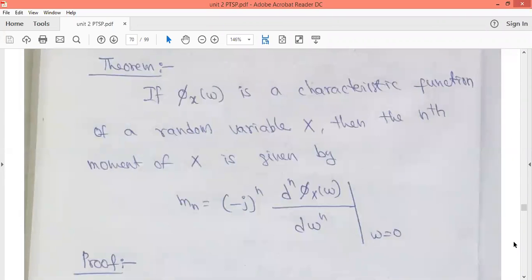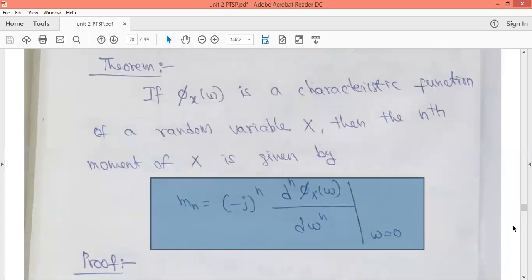Now we'll discuss this theorem. If phi x of omega is the characteristic function of a random variable x, then the nth moment of x is given by m n equal to minus j power n times d power n phi x of omega by d omega power n, evaluated at omega equal to 0. So this is the theorem, and we have to prove it.